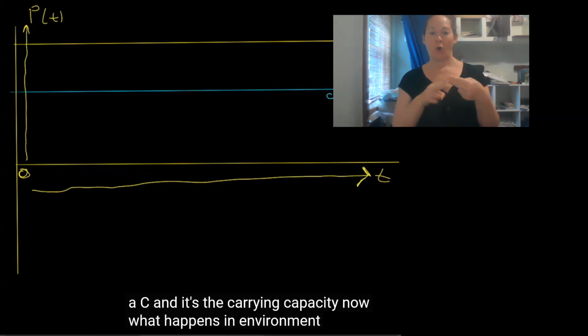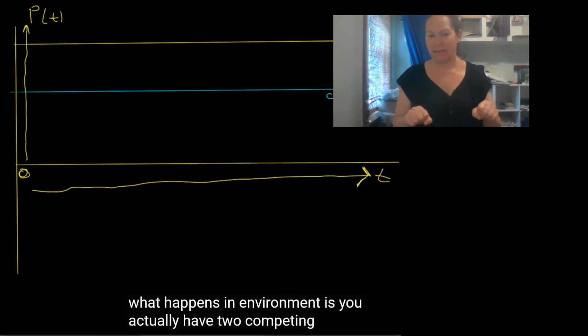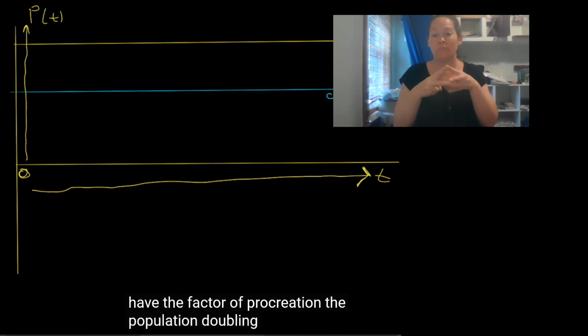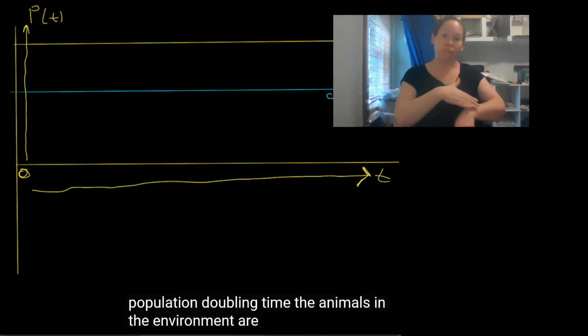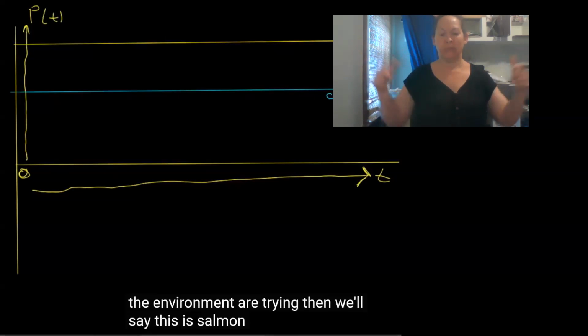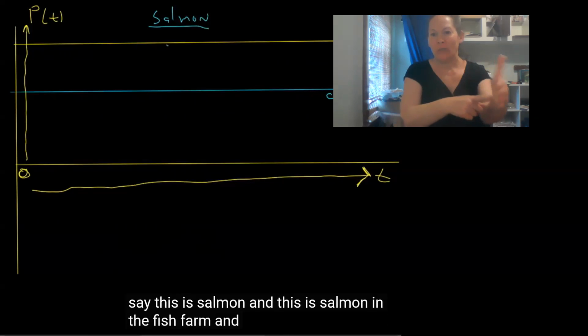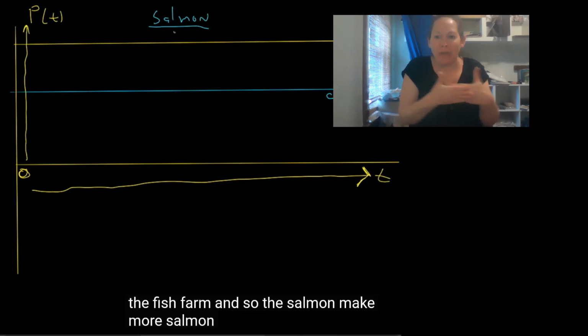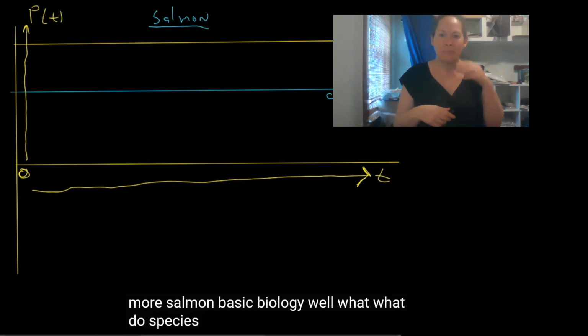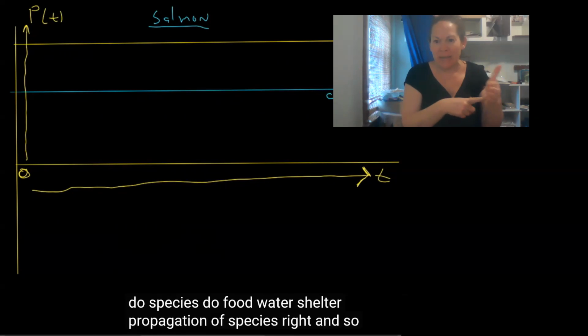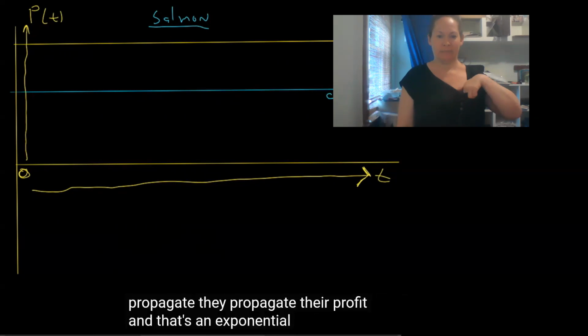Now what happens in an environment is you actually have two competing factors. You have the factor of procreation, the population doubling time. The animals in the environment are trying, and we'll say this is salmon in a fish farm, and so the salmon make more salmon. Basic biology. Well, what do species do? You need food, water, shelter, propagation of species, and so they propagate, and that's an exponential model.